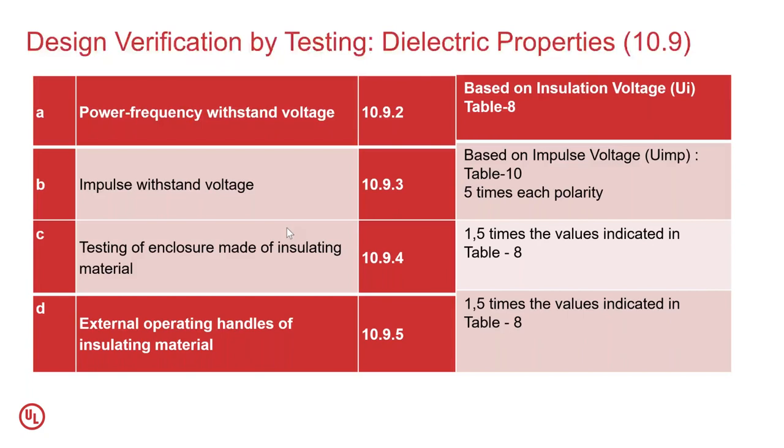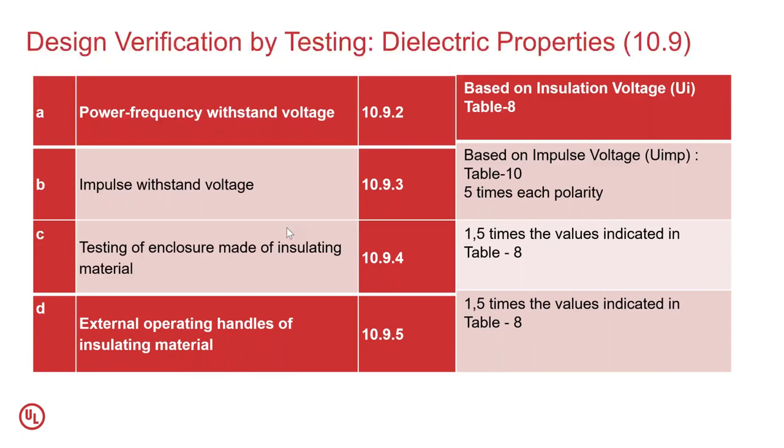And there are two more tests which are very, very important, which I think are missing in many of the reports. One is testing for enclosures, if the enclosure is made of insulating material. Don't forget this. Example, if the enclosure is made of GRP or any insulating material, then you have to apply 1.5 times the value indicated in table 8. Don't forget this. Only when the enclosure is made of insulating material. And 90% of the time I've seen 10.9.5 missed out in many reports. This is required for external operating handles of insulating material. Example, MCCB, where you have an insulating material handle outside for the operation.